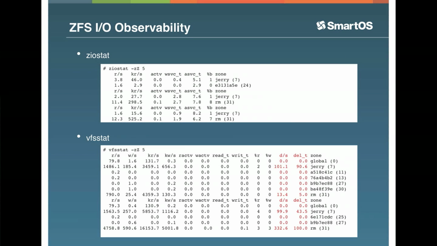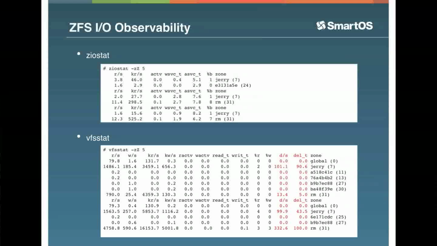So there are two tools that we built, two CLIs that allow us to observe what's going on with your I/O. The first one is ZIO-Stat, and this basically allows us to watch the reads. Reads are probably more critical than your writes, because the writes go into the transaction group and get aggregated together with all the other writes, so they're not usually as bad. But the reads that aren't coming out of the ARC, we want to be able to see on a per zone basis what's going on with those.